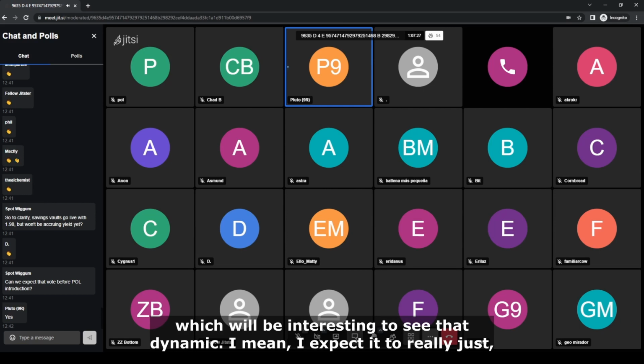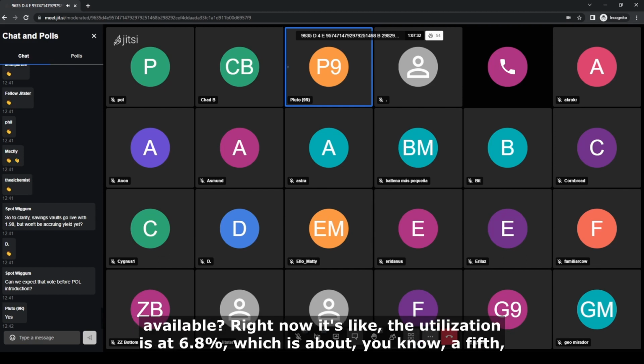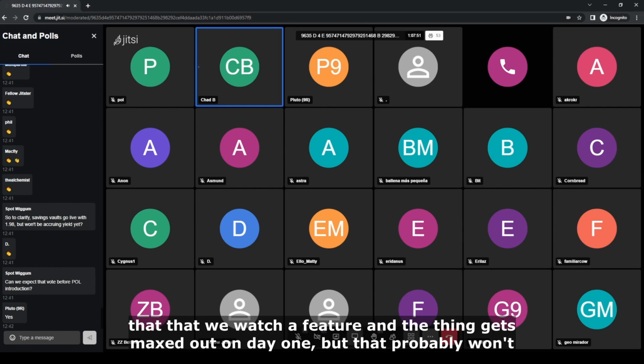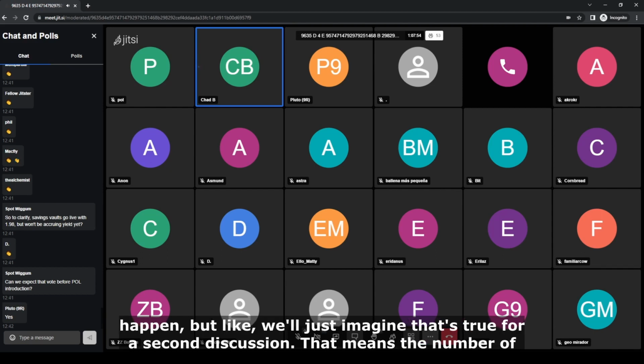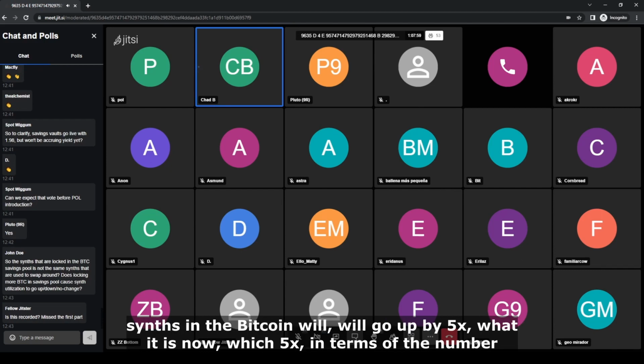What is the synth utilization for BTC right now? Is there any synth cap available? Right now the utilization is at 6.8%, which is about a fifth of what's allowed. So imagine that we launch the feature and it gets maxed out on day one, which probably won't happen, but let's imagine that's true for the sake of discussion. That means that the number of synths in the Bitcoin pool will go up by 5x what it is now, which is 5x in terms of the number of BTC.